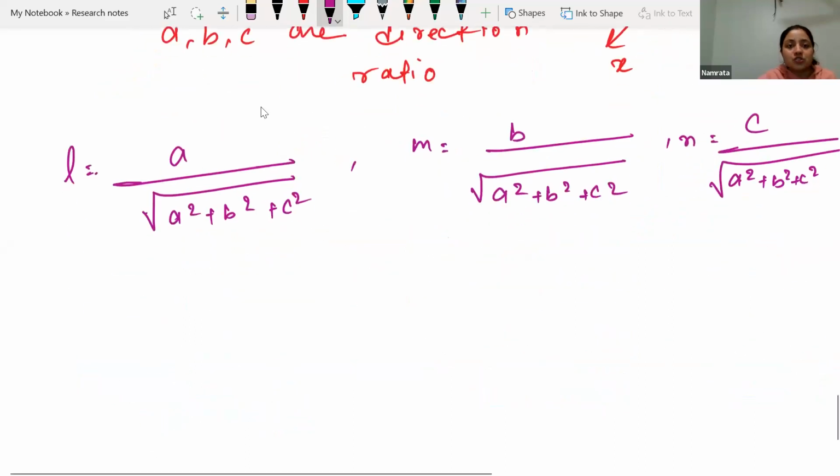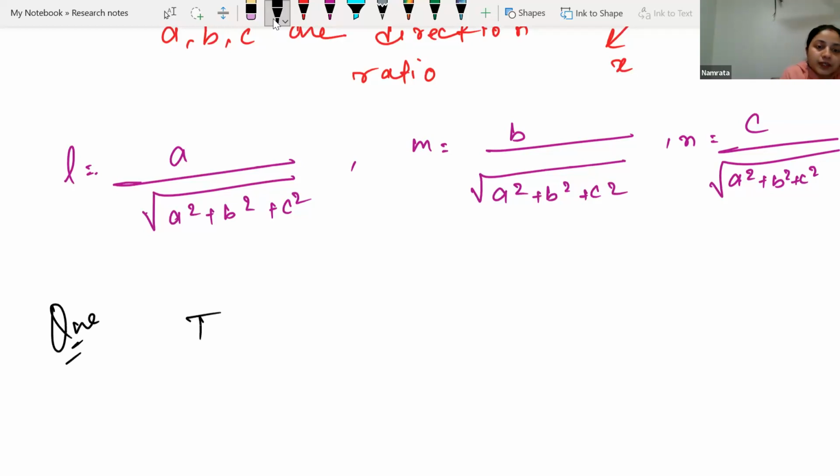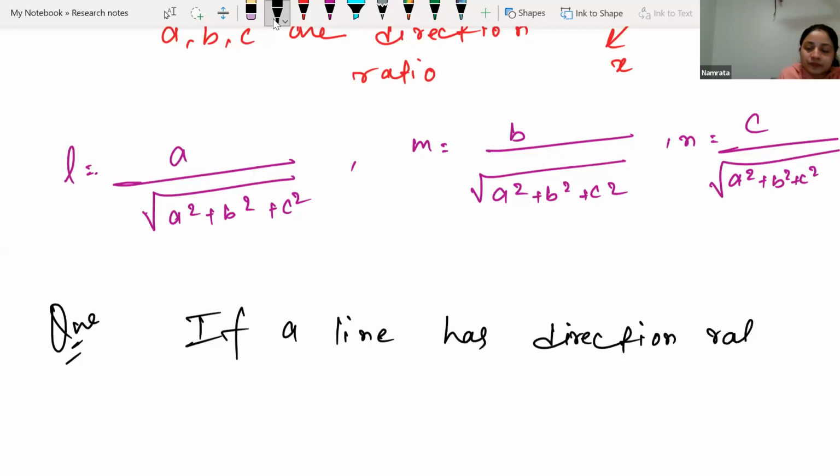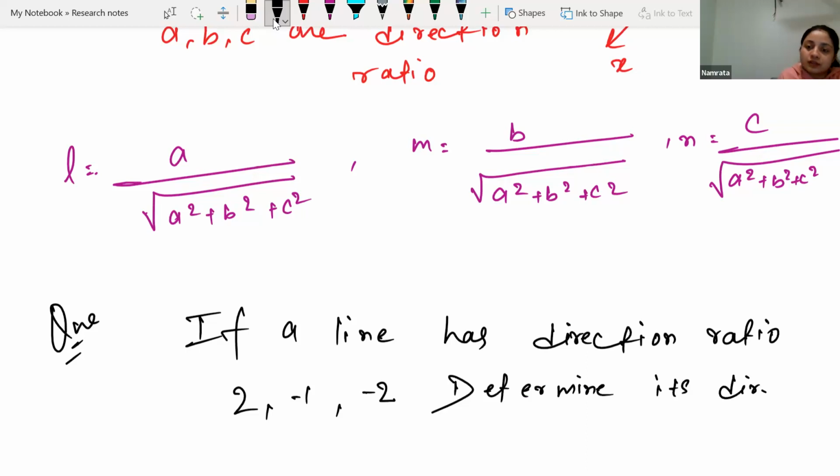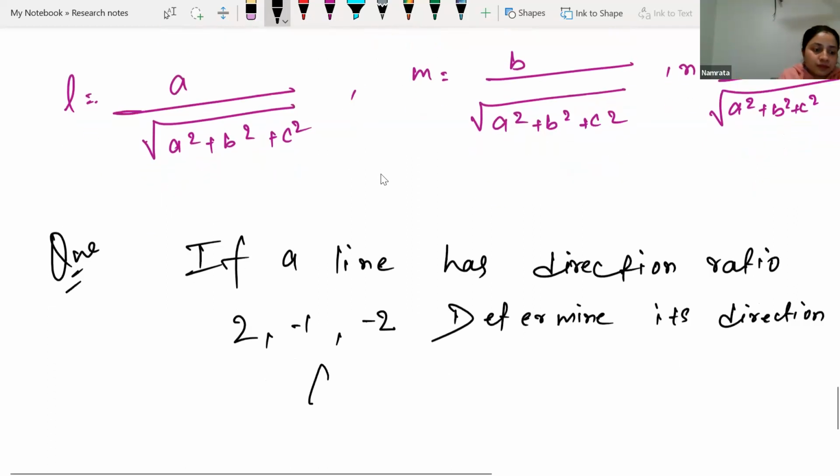Now here we have one question related to this concept. The question says, if a line has direction ratio 2, -1, -2, determine its direction cosine. Direction ratio is given. We have to find the direction cosine.